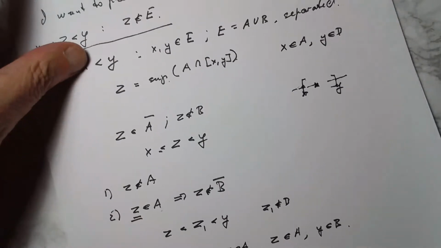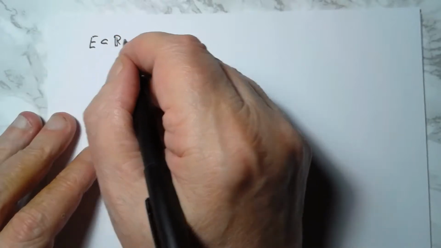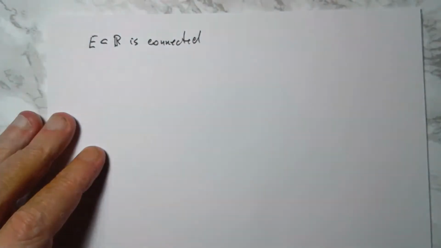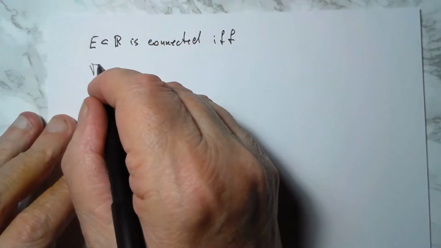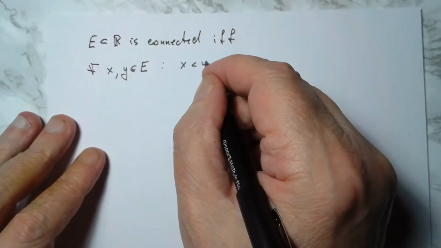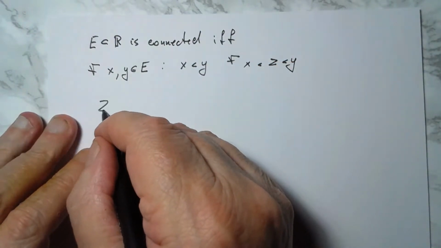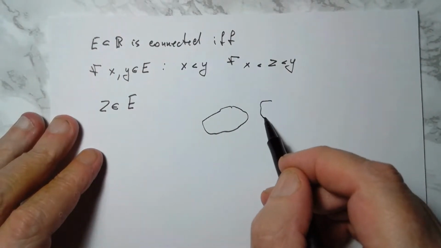So again, what we proved here is the following statement, and this will be important for us later on: a set E in R is connected, in other words, it cannot be written as a union of two separated sets, if and only if for every x and y in E with the property that x is less than y, and for every point z between x and y, z belongs to E.